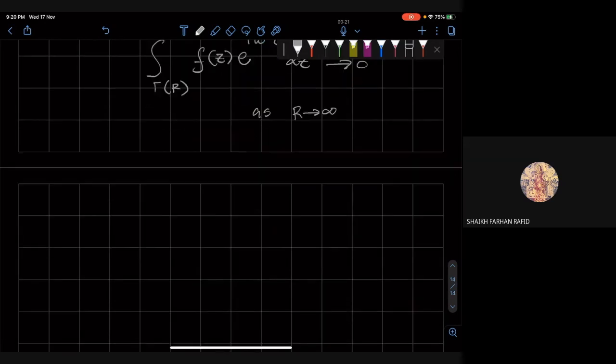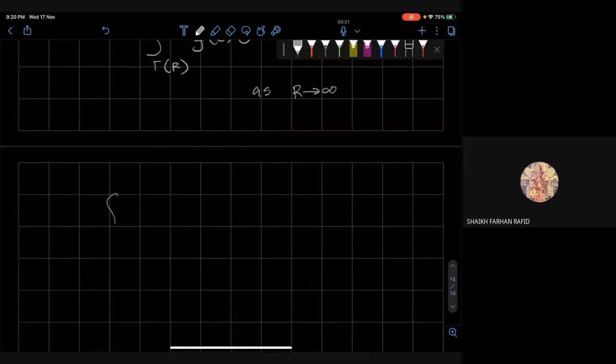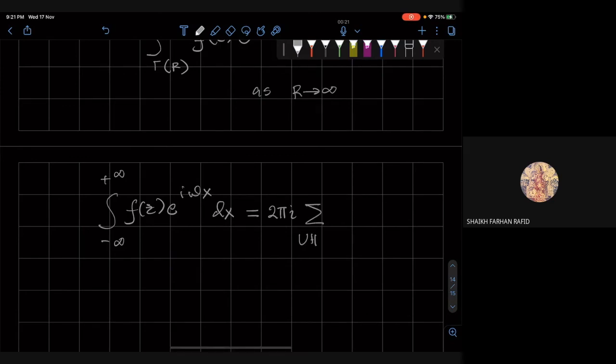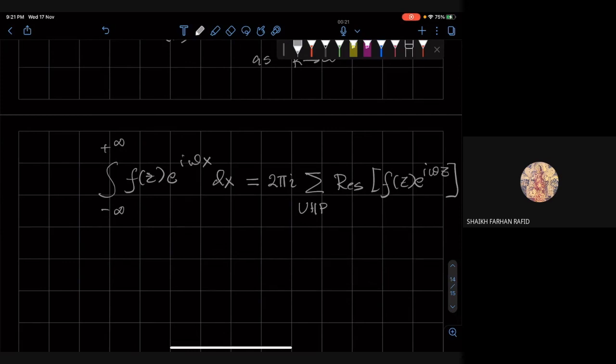So as a result, what we have is that if I do the integral of f of x e to the power i omega x dx, then this integral is going to give me 2 pi i times the sum of the residues of the function on the upper half plane. Okay, so this should be fairly obvious now.